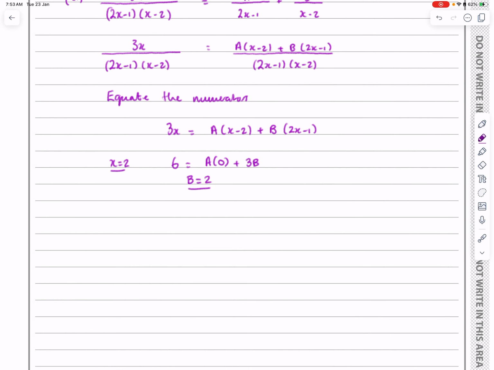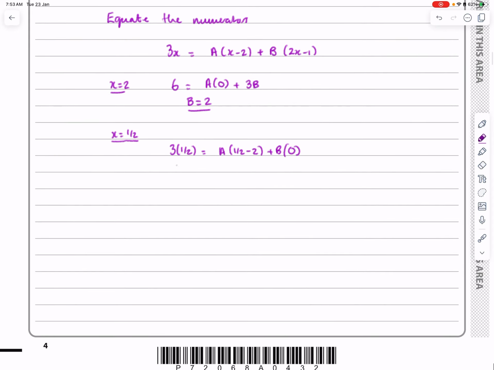Right now I want this to be equal to 0, so in order for 2x minus 1 to be equal to 0, I'm going to choose x to be equal to a half this time. So when I do that, I'm going to get 3 times a half is equal to A(a half minus 2) plus B times 0. That's the whole point, that goes. So I get 3 over 2 is equal to minus 3A over 2. Okay, so I get A equals minus 1. Quite often we get relatively straightforward constants because of what we're going to do later on with the integrating.